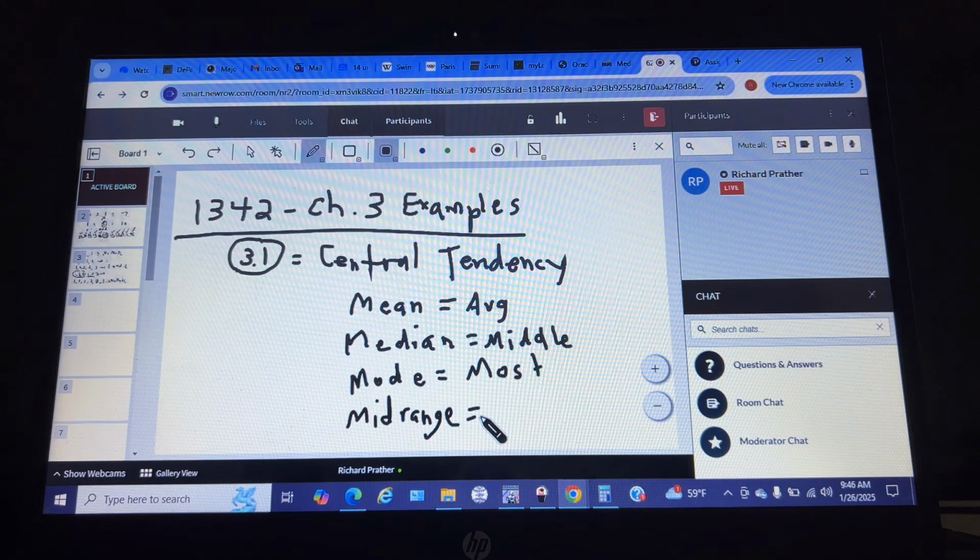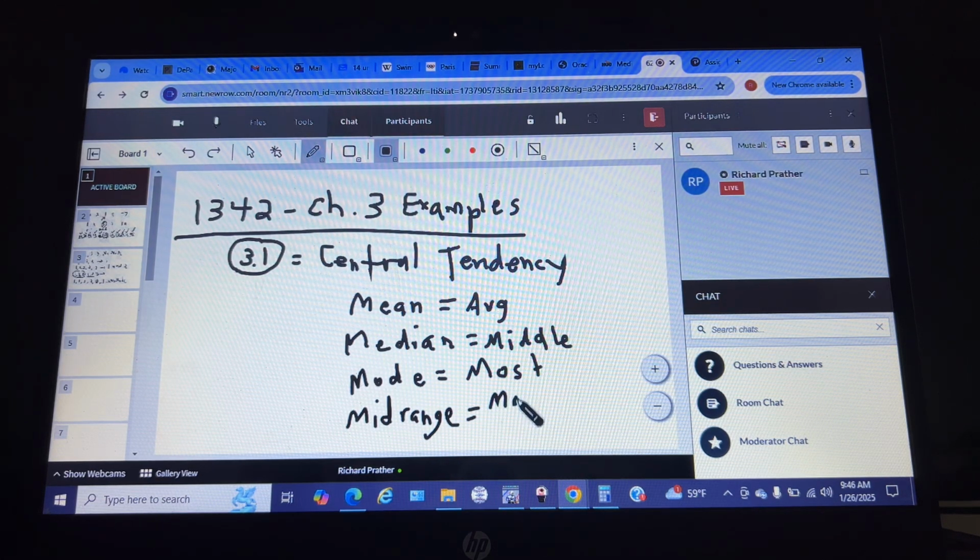But mid-range is an average of the lowest and highest. So take the maximum or the minimum and add the other one, because order doesn't matter when you're adding. So it's either max plus min or min plus max, and then you divide by 2. It's the same way you find a median when there's 2 numbers in the middle. So if the median has 2 in the middle, you add them up and divide by 2. In the mid-range, you just take the lowest and highest, add them up and divide by 2.